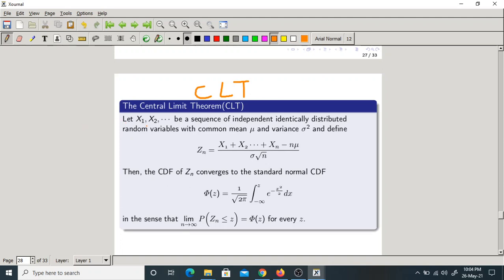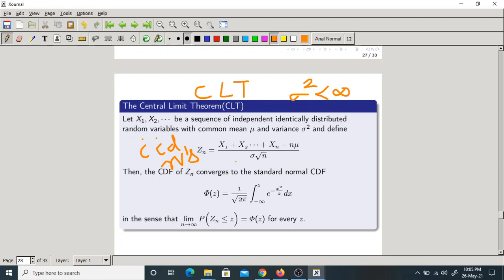If you take x1, x2, and so on, to be IID random variables with a common mean mu and variance sigma square, here we need a finite variance. They are called IID random variables, which means they are statistically independent and identically distributed.